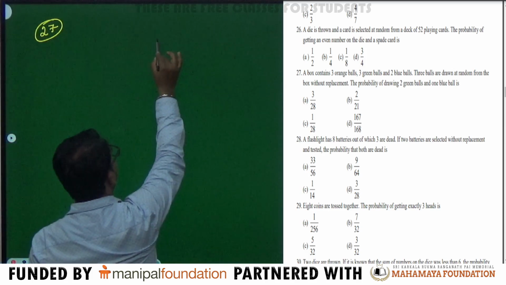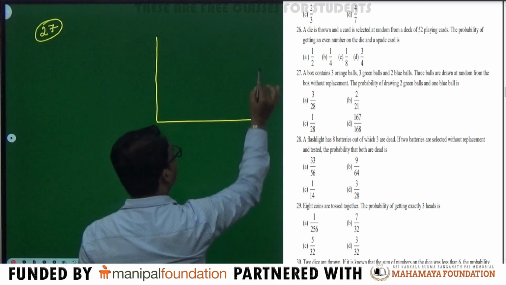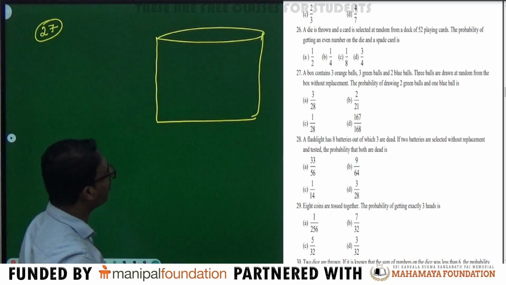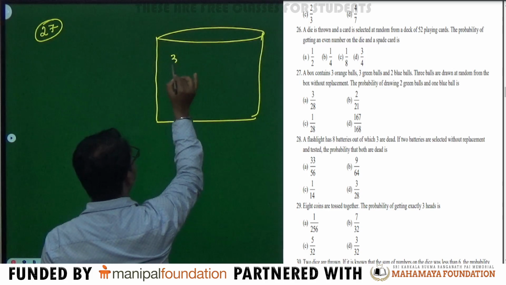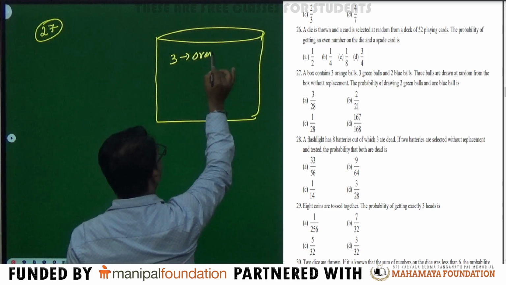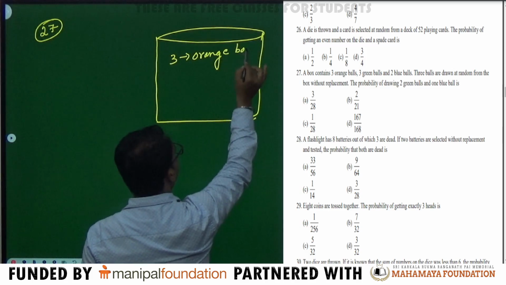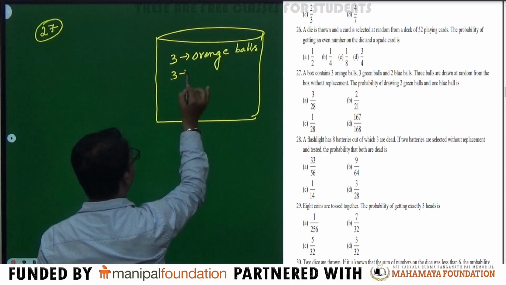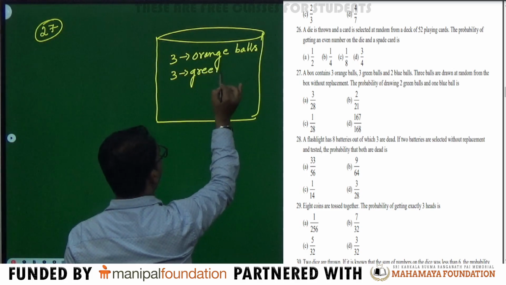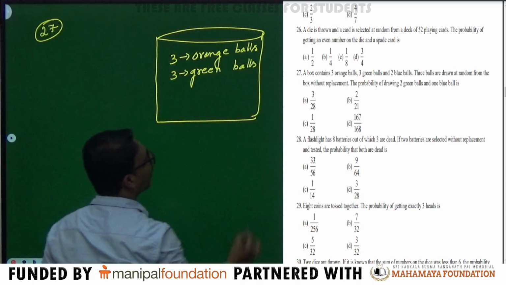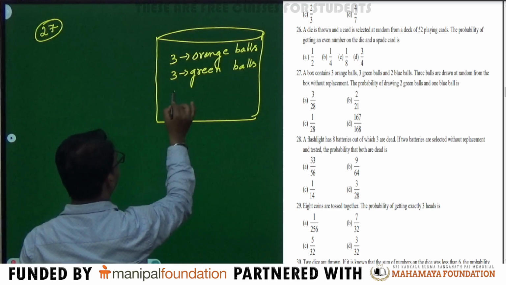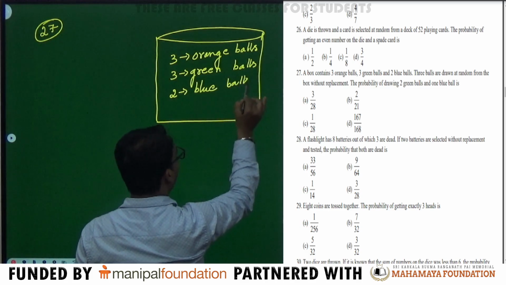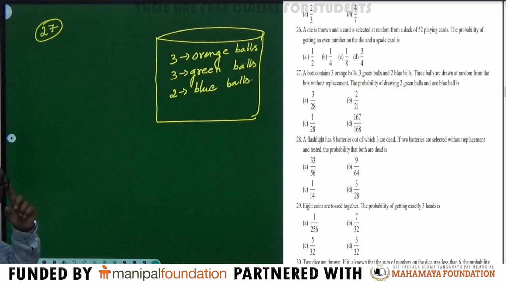So in this question, there is a box. In this box, there are 3 orange balls, 3 green balls, and 2 blue balls. From this box, we are selecting 3 balls.